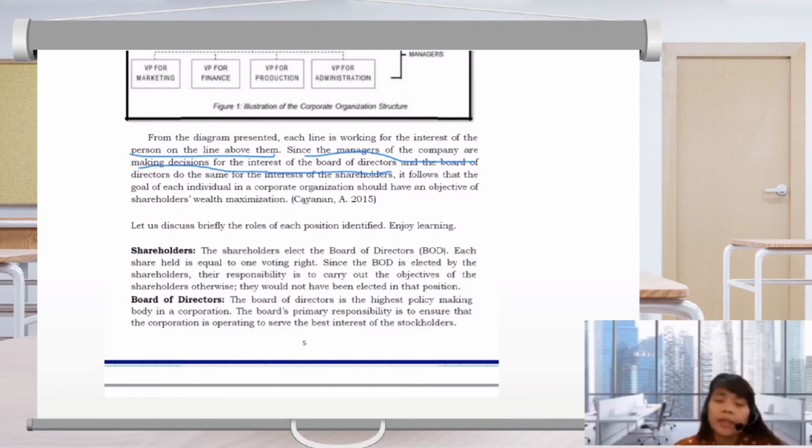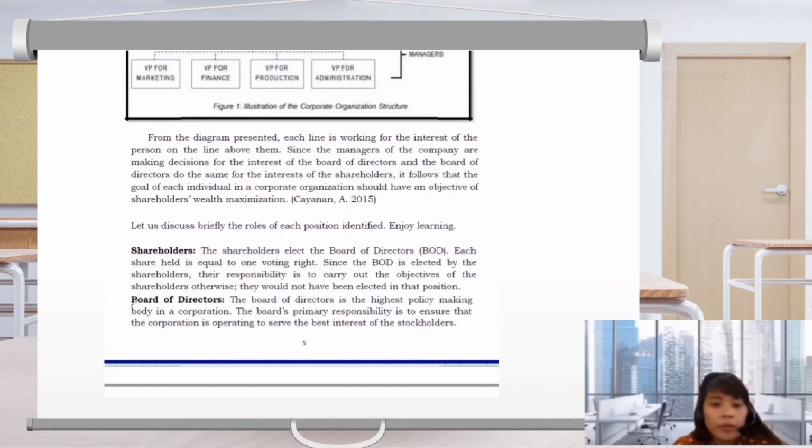maximization. So ibig sabihin lang yun, class, na basically bakit nga ba natayo ang isang business, class? Para kumita. Very good. Para kumita ng pera. So si shareholder, hindi yan mag-i-invest kung alam niya na hindi siya kikita. Diba? Ikaw ba mag-i-invest ka kung alam mong hindi ka kikita?